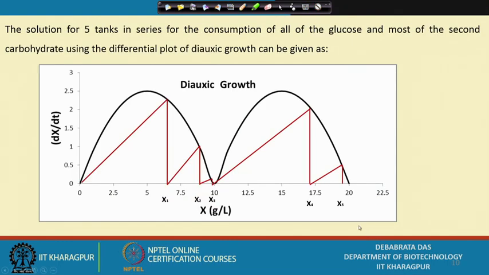Now here we have the solution. I hope you understand that this is like this, 1, 2. This is x1, this is x2, x3, x4, and x5. So when it comes here, we can assume that most of the carbon source will be exhausted. This is how we can solve this problem.